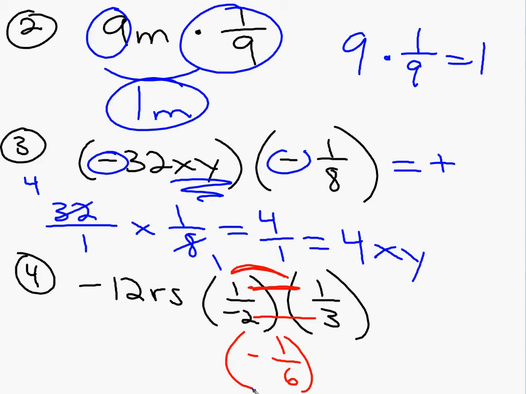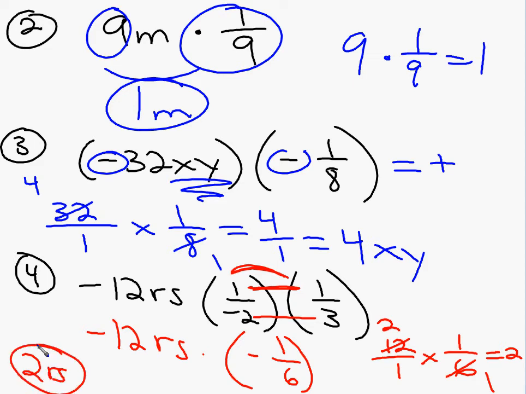And now I'm multiplying that by negative 12rs. If you just do that first, then the problem's not so hard, because now I've got a negative times a negative. It's going to be a positive, and I just do the fraction work. I have 12 over 1 times 1/6. Do my factoring. 6 divided by 6 is 1. 12 divided by 6 is 2. Multiply across. You get 2. So my final answer would be 2rs. All right? So that problem's not near as bad as what it looks like.